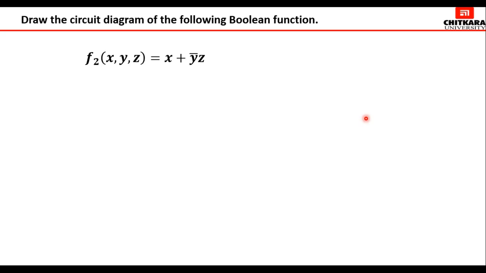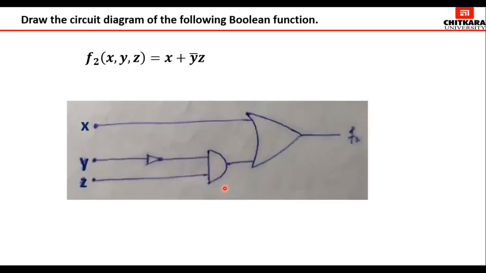Okay, let's see the circuit diagram. You can see that we have an input x. Then I want my output as y bar z. So I'm taking the input y and placing a NOT gate here, so the output will come as y complement. Then we have z. I'm combining y bar and z with an AND gate, so the output will be y bar z. Then this output y bar z and x are combined with an OR gate, and the final answer is F2. Clear? So this is how we draw the circuit diagram if a Boolean function is given to you, right?